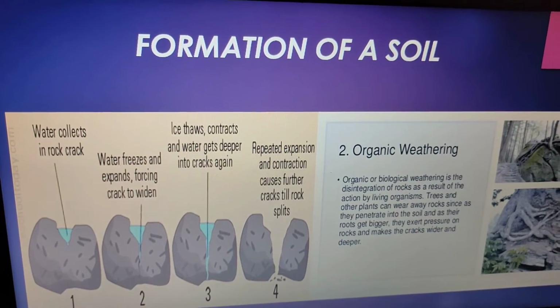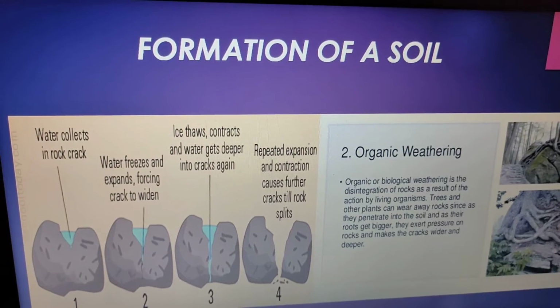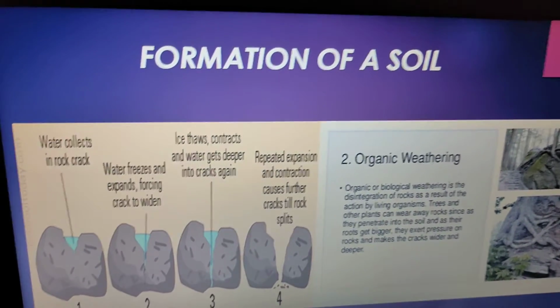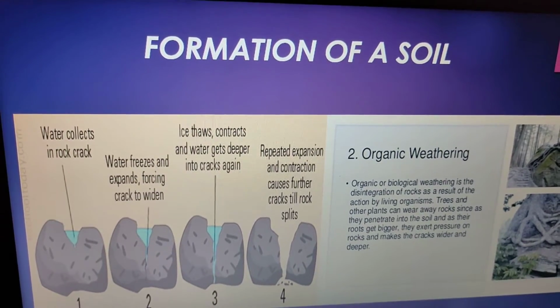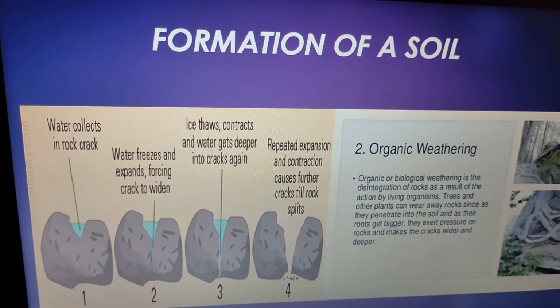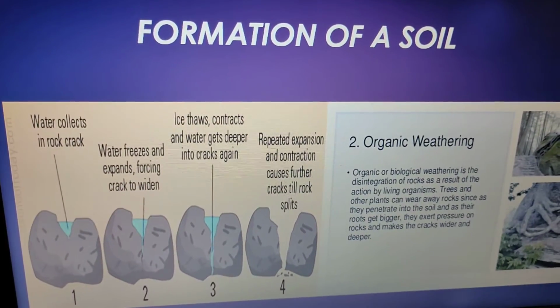Repeated expansion and contraction causes further cracks till the rock splits into pieces. So this is how the parent rock gets split and it further gets split and finally, slowly, soil is formed.